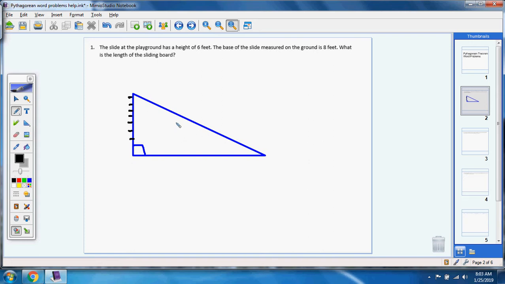So it says the slide at the playground has a height of 6 feet. Go ahead and put the 6 feet where you think it would go for your slide, your right triangle. You only have 3 places for it. Height should obviously be here. And it says the base, go ahead and put the base, which is an 8, where you think it will be. The base is obviously here. And then the question confirms that we are trying to find side C. It says, what is the length of the sliding board? So again, going down the slide and so on.